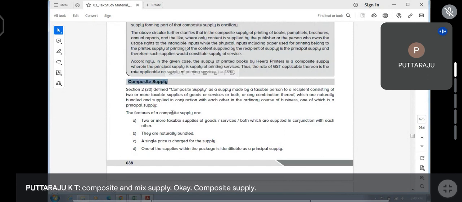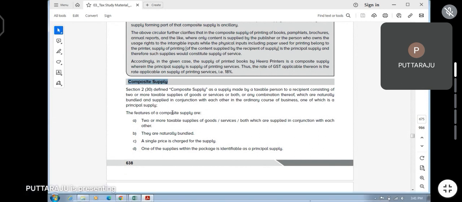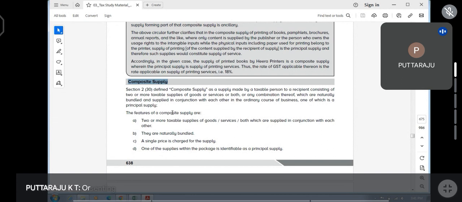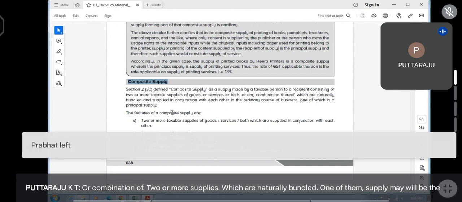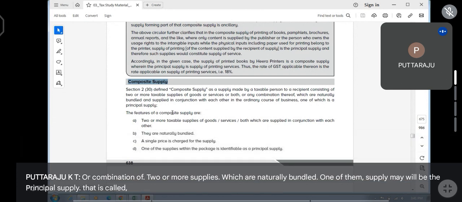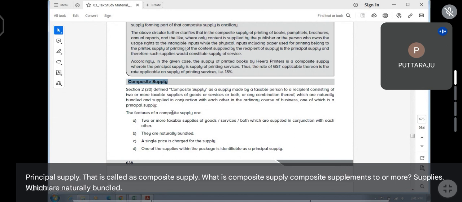Composite supply. Composite supply means two or more supplies, or a combination of two or more supplies, which are naturally bundled, and one of them will be the principal supply. That is called composite supply. What is composite supply? Composite supply means two or more supplies which are naturally bundled, and one among them is the principal supply.